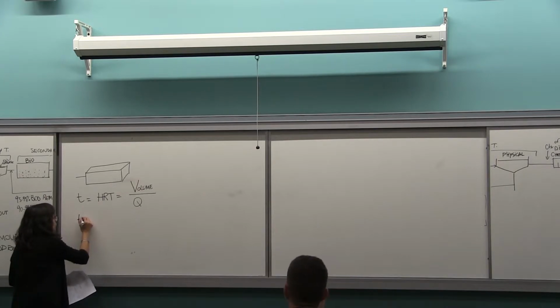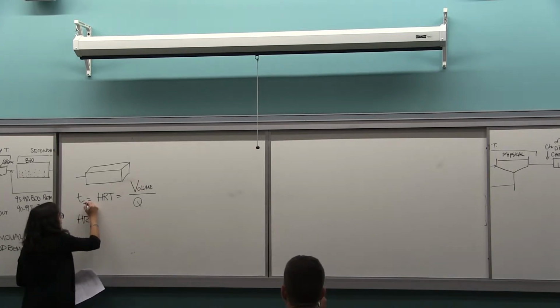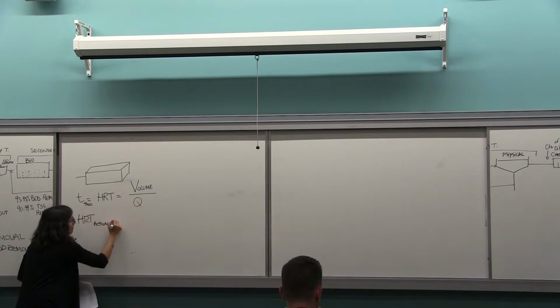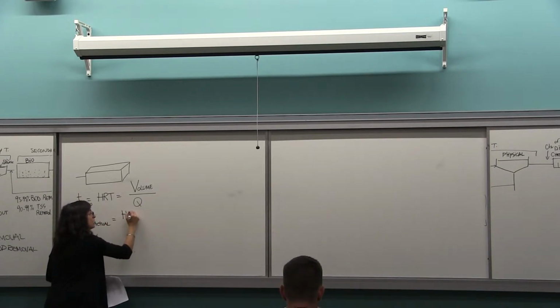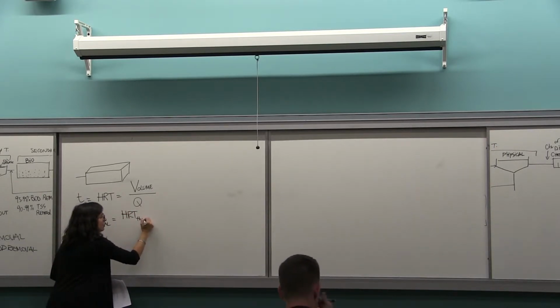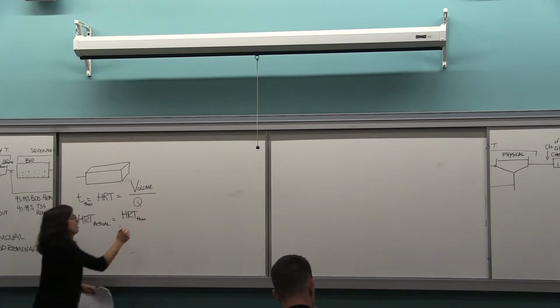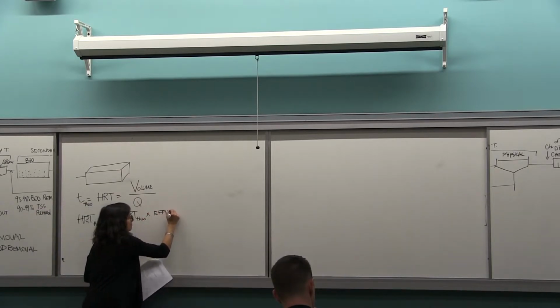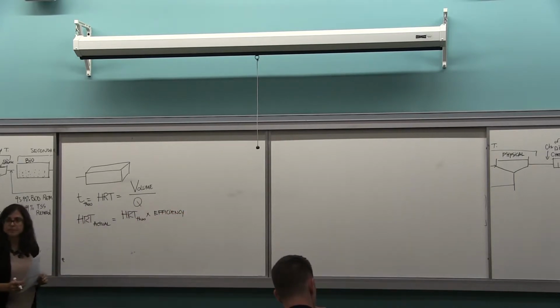So this is the theoretical HRT. The actual HRT is going to be the theoretical HRT multiplied by the efficiency, which is a parameter that is usually experimentally determined.